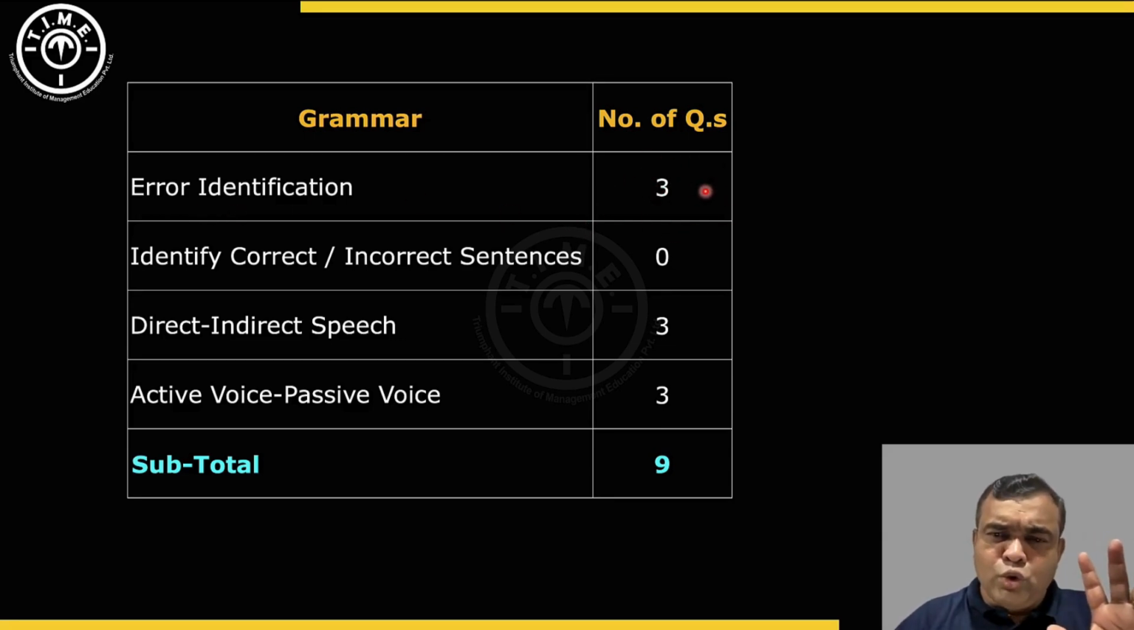I'll say those whose school level basics are clear, they know all grammar rules. They know what is direct speech, indirect speech, active voice, passive voice. For them, it's an easy part. Those who are not so sure about those rules and everything, for them, it's a moderate to difficult part.